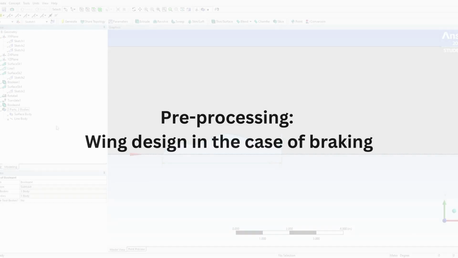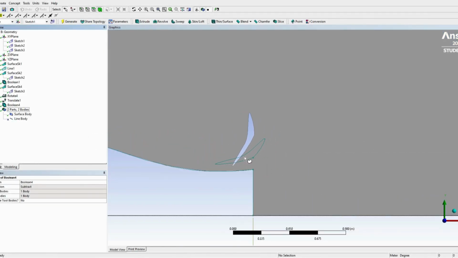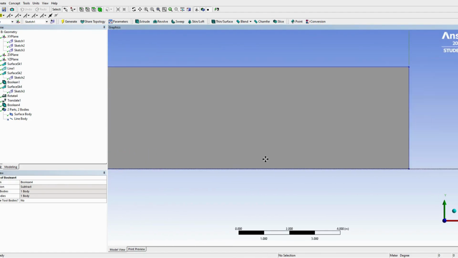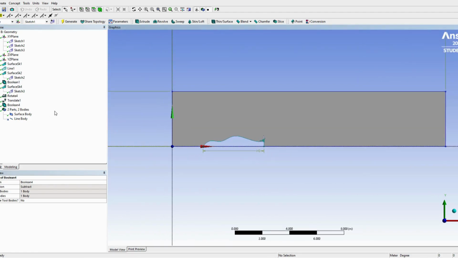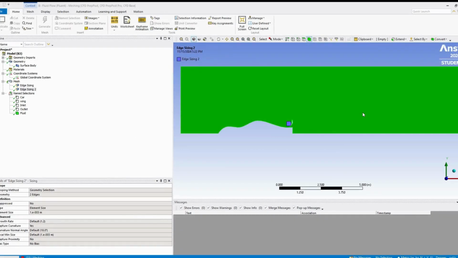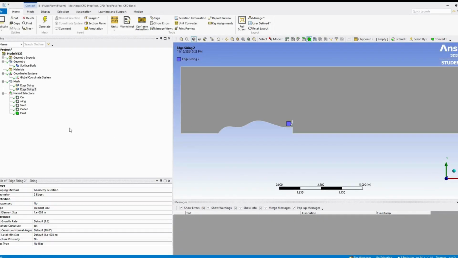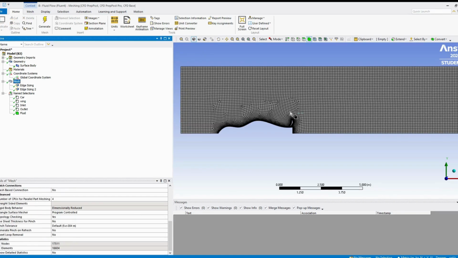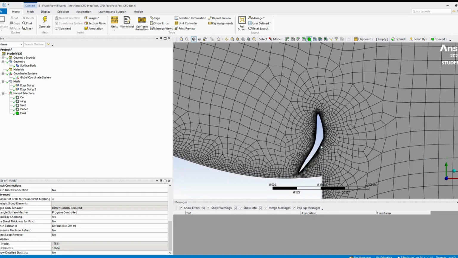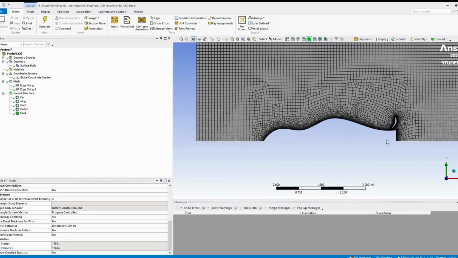As in the previous steps, I made the design of the car, but with a vertical wing to see its effect on the parasitic drag. Following the same process, I meshed the model by setting the same parameters as before with the same boundary conditions.